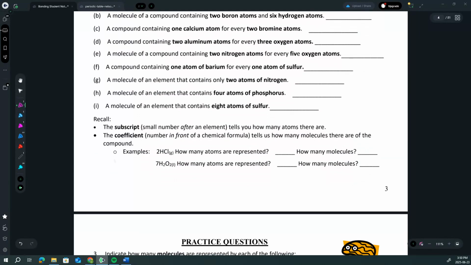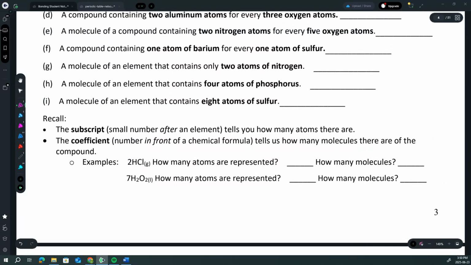And I'm just going to move to the bottom here. Okay, so recall that the subscript, which is the small number after an element, tells you how many atoms of each element there are. So you need to know what subscripts are. You also need to know what coefficients are. So a coefficient is going to be a large number in front of the entire chemical formula for a compound, and it tells us how many molecules there are of whatever compound you're talking about.